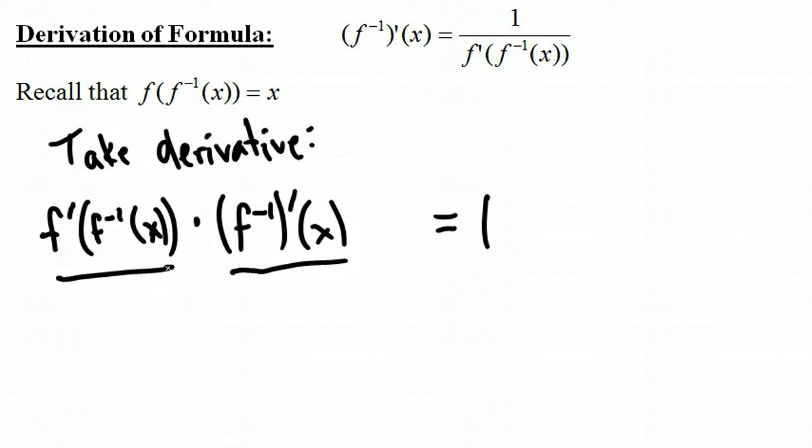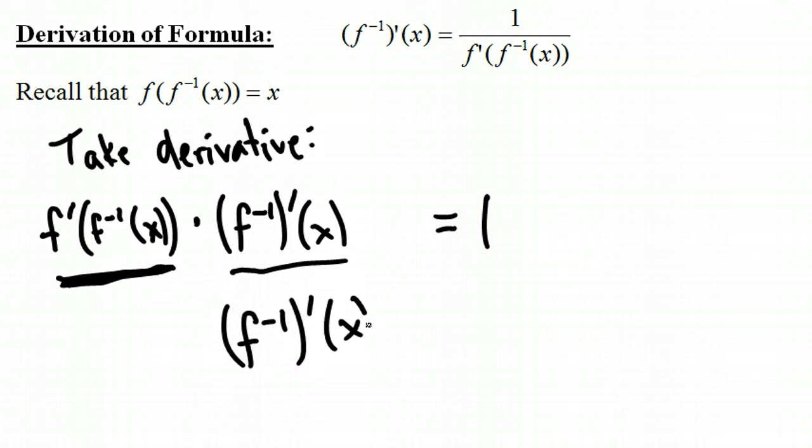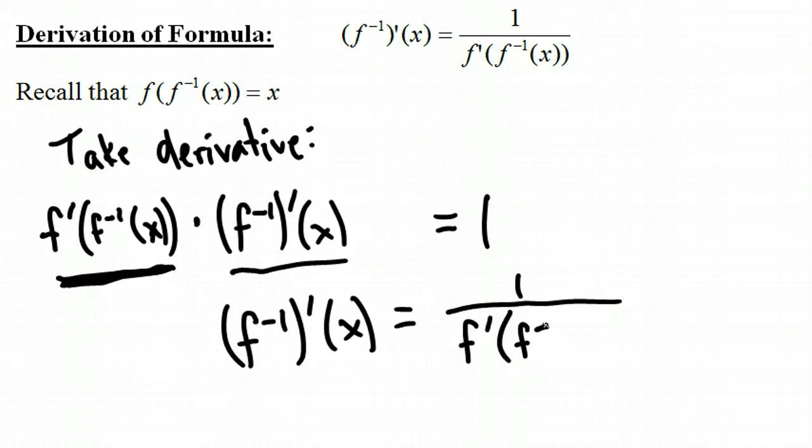Now if we divide both sides of this equation by this term here, what are we left with? We're left with f inverse prime of x on the left-hand side, that's this term, and on the right-hand side we have 1 over this, f prime of f inverse of x. And this is exactly our formula. So that's why our formula is true. We take the definition of f inverse, which says that f of f inverse of x is equal to x, and we take the derivative of both sides of this equation with respect to x, and we get the formula for the derivative of f inverse of x.